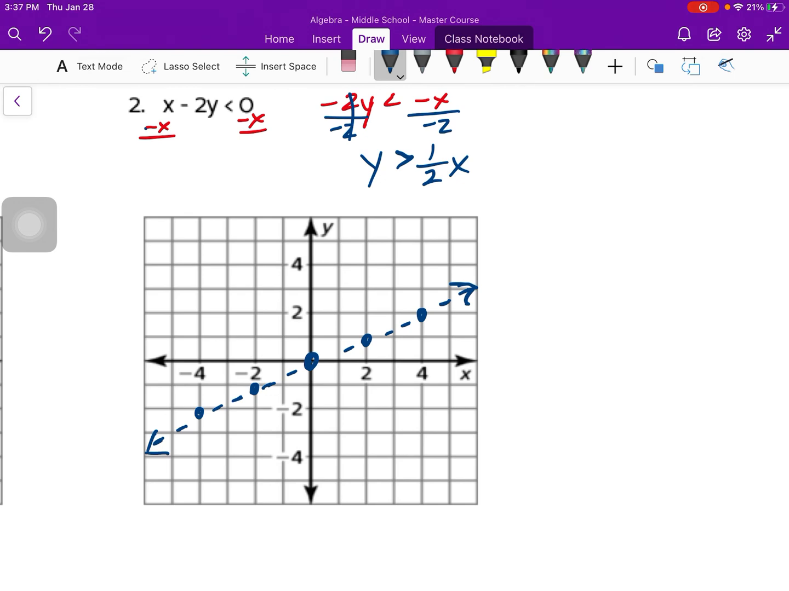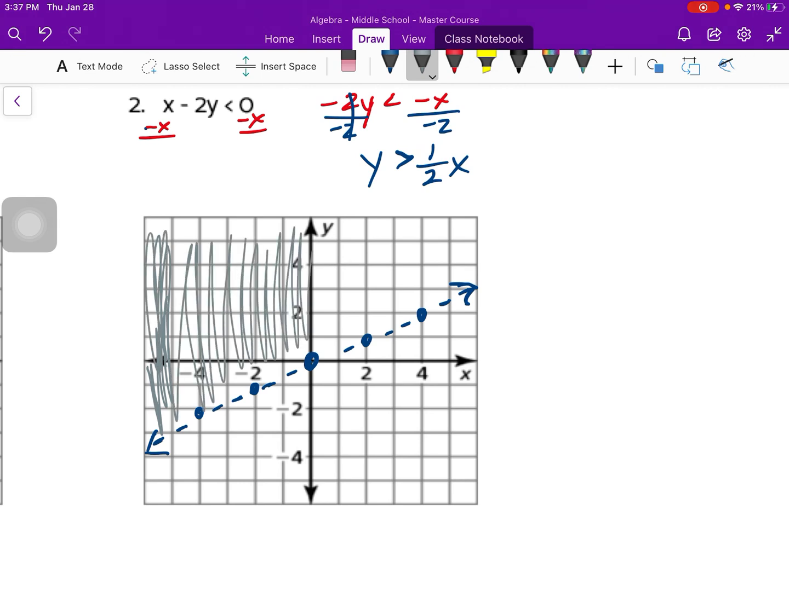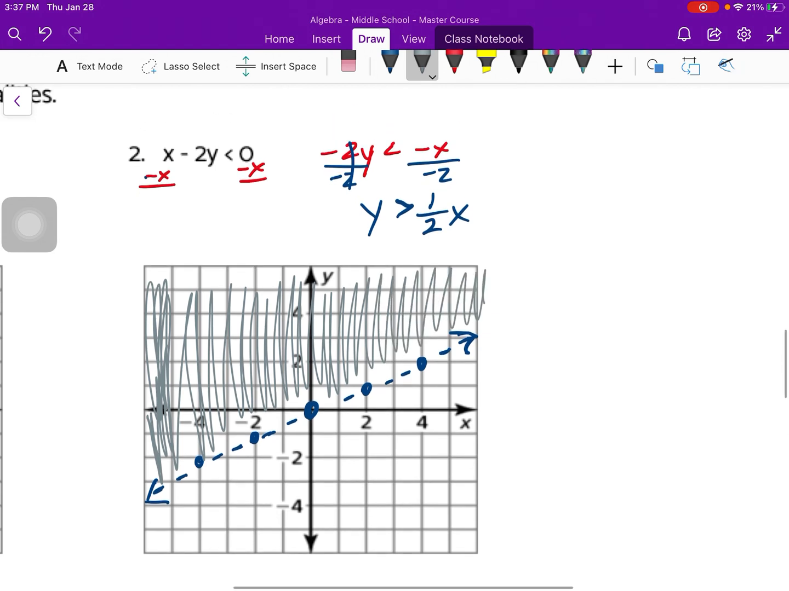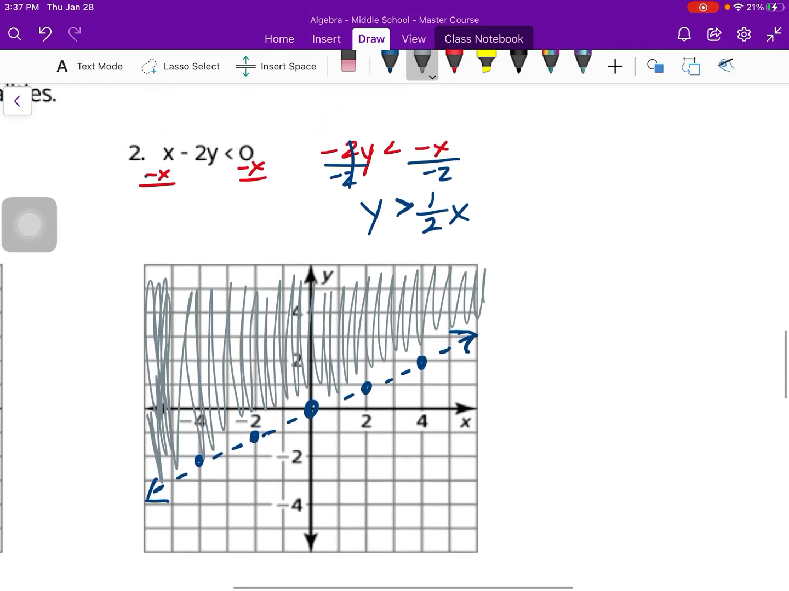And then my answer says I want all the values that are greater than 1/2 x. So greater than everything on that line is at the top of my graph. So all the values of y greater than what's on that line fall up here. And again, just to prove that this is correct, I'm going to show you the test point. Let's go ahead and test 0, 0 in our original equation.